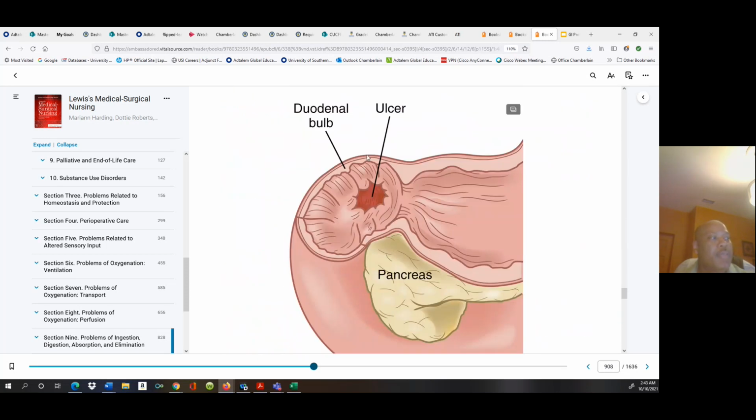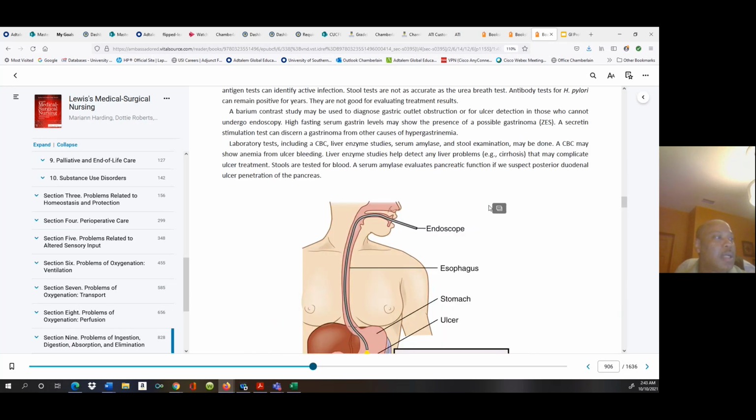Here it is. So you see the ulcer here, right? This is the duodenum here, and this is the ulcer. And look at the close proximity it is to the pancreas. And so that ulcer can eat all the way down into the pancreas. And of course, we want to look at some serum amylase, which is an enzyme that is produced in the pancreas that tells us that this ulcer in the duodenum has also penetrated the pancreas.